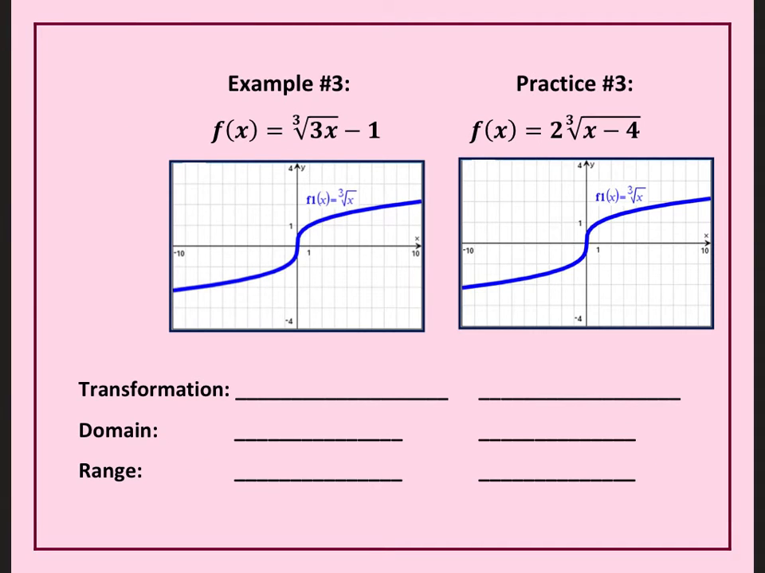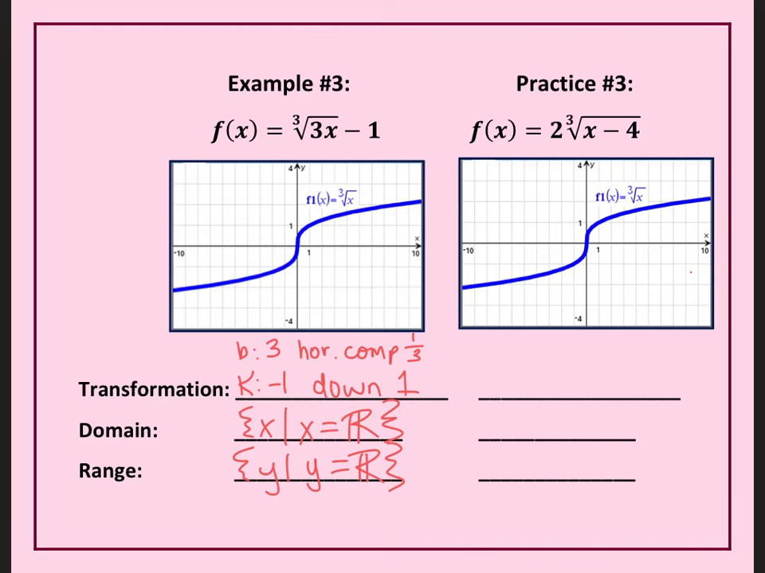Okay, so example number 3, we're going to talk about transforming the graph, how to translate it. So in this case, I have a b value of 3. Remember, a b value of 3 is a horizontal compression of 1/3. And my k value of negative 1 means this graph shifted down 1. And my domain for all of these is going to be all real numbers, or negative infinity to infinity. Now graphing this one's a little bit trickier. We're going to look at this right here, the origin. We know that the graph shifted down 1, so that's going to be the first point I plot.